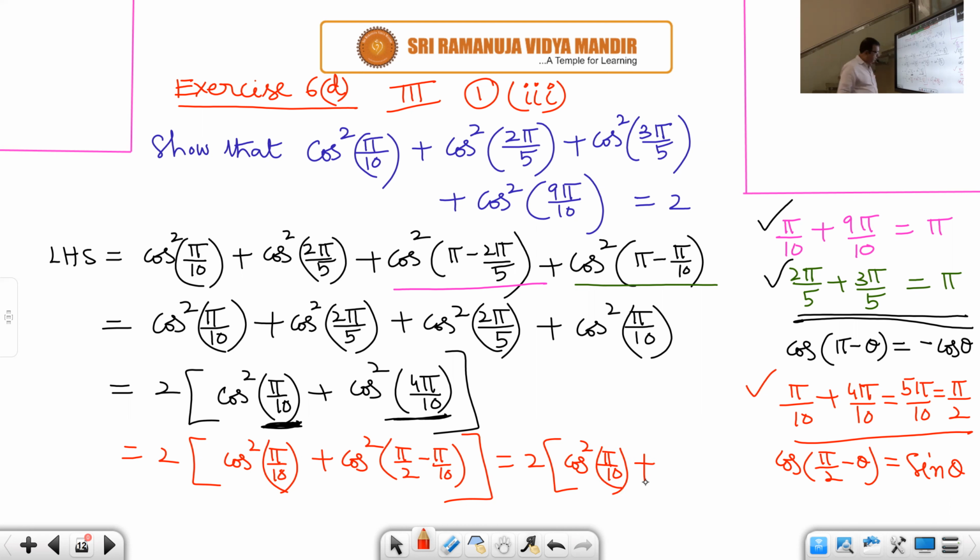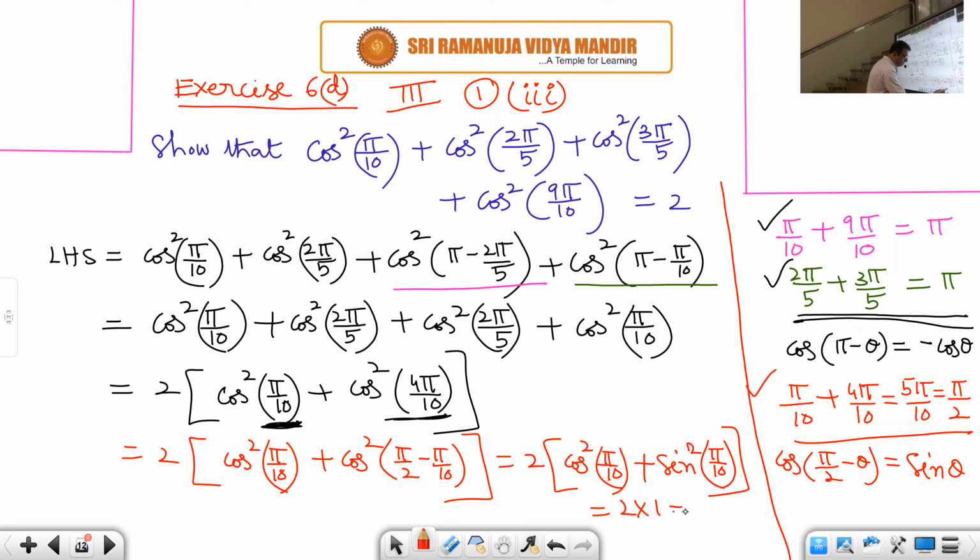Plus sin² π/10. What is the value of cos² π/10 plus sin² π/10? 1, sir. Cos² θ plus sin² θ is 1. So 2 into 1 is equal to 2. That is the right hand side. Started at the left hand side, ended at right hand side. Okay.